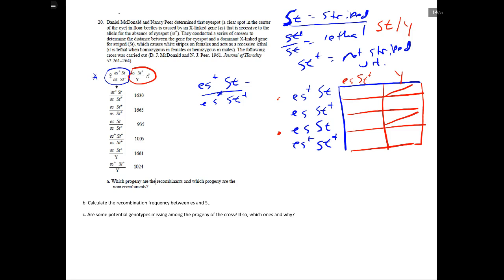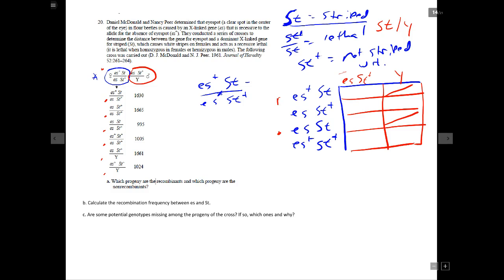Alright. And so now we know that the way they've written this out, from this parent over here, we can get ES and ST plus. So all these guys down here are from the tester. And then these are from the tester. So the way they wrote it out, the alleles below the line are from the tester. And what's on top of the line are the gametes that we get from this parent over here, the one that's circled in blue.